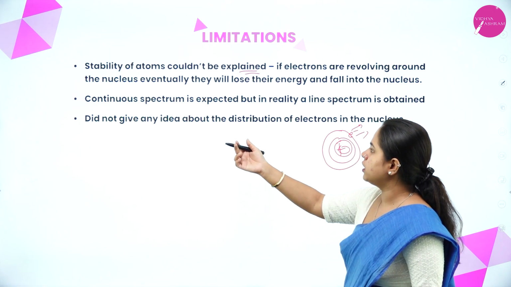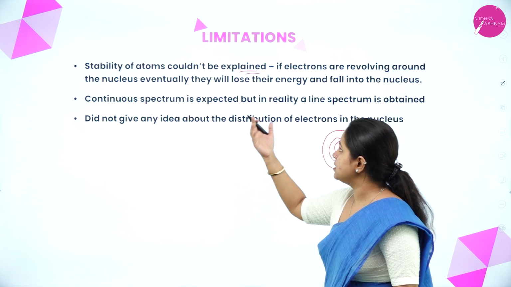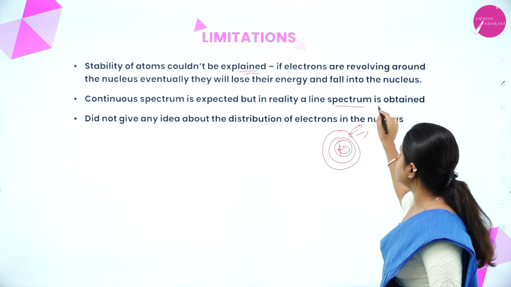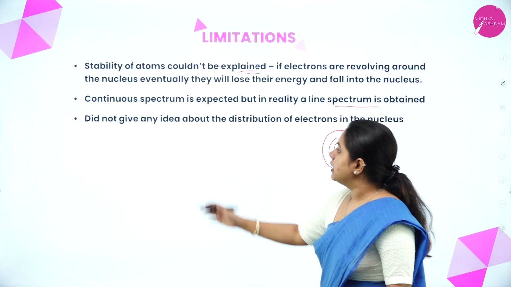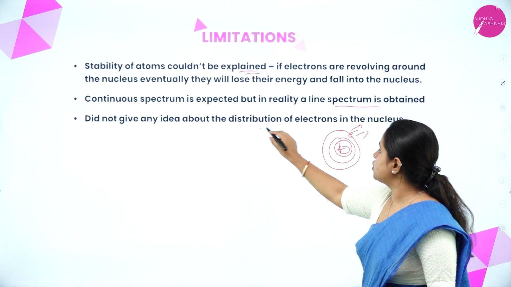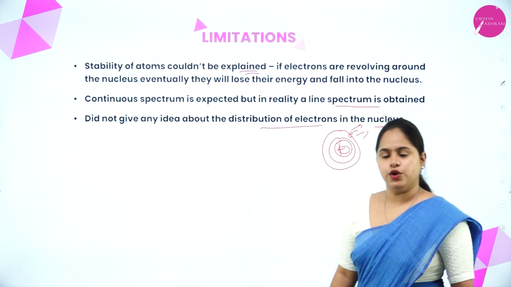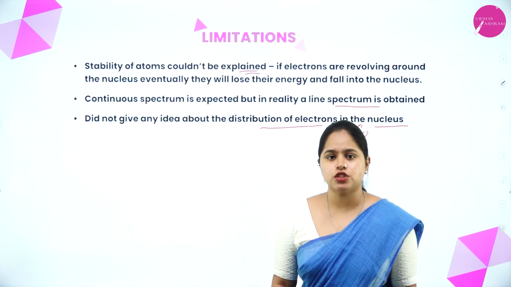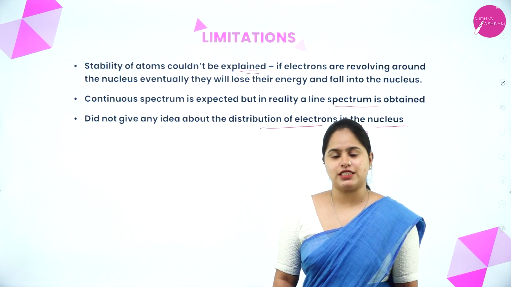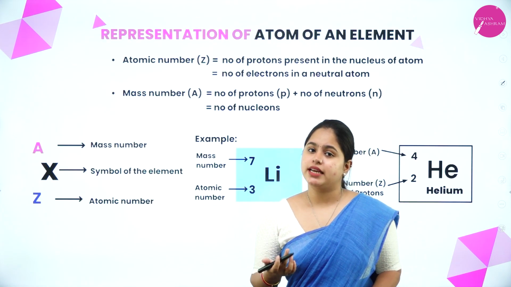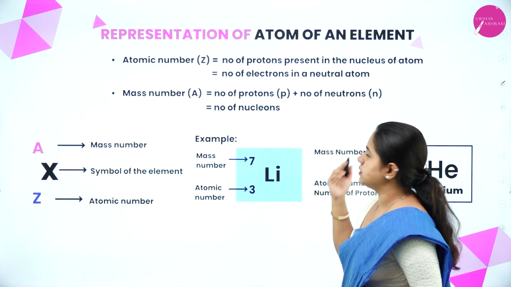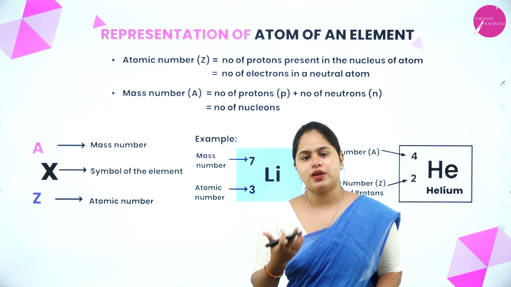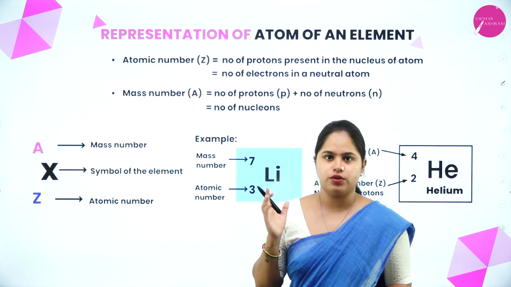Now, he was also not able to explain why a continuous spectrum is expected, but in reality a line spectrum is obtained. And he did not give any idea about the distribution of electrons in the atom. So these were the limitations of Rutherford's nuclear model of atom. Now let's move on to the next topic, that is representation of an atom of an element. So how you can represent an element, we are going to study now.